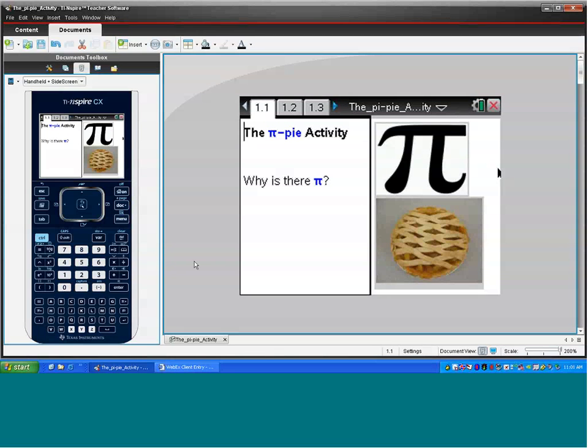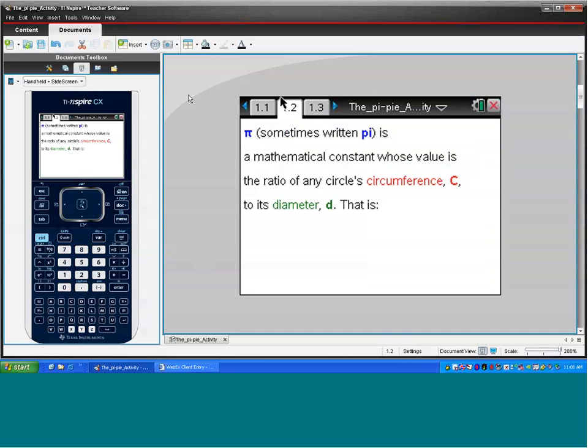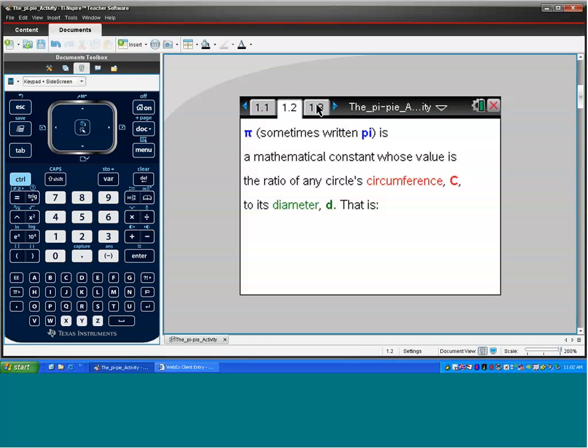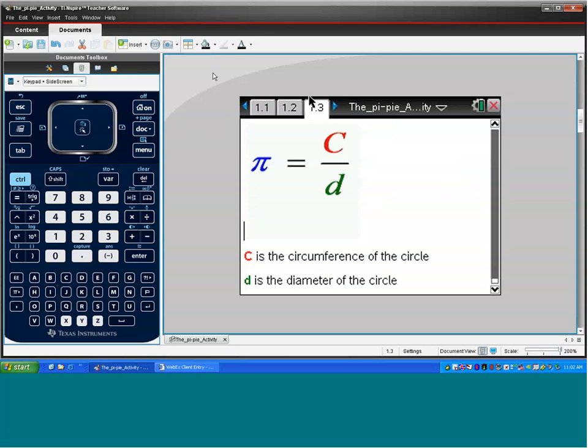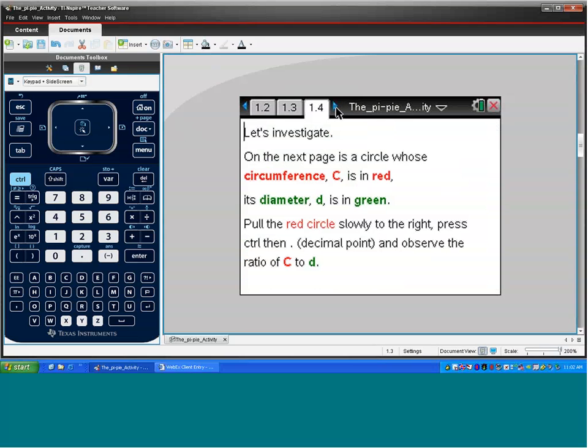Today we're going to look at the pi activity and answer the question, why is there pi? The Greek letter pi, sometimes written pi, is a mathematical constant whose value is the ratio of any circle's circumference, which we will use in a red C, to its diameter in a green D. And to notice that this is what the handheld would look like, I'm going to switch to a different screen just to show the keypad a little bit better. So that is, pi is equal to the circumference divided by the diameter. That's where we get pi from.